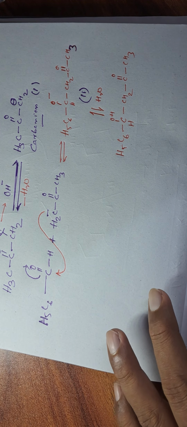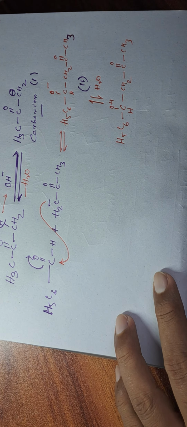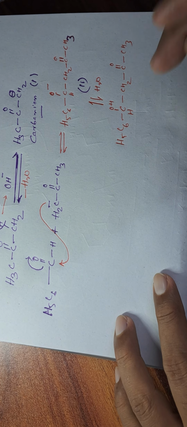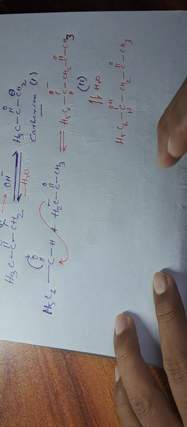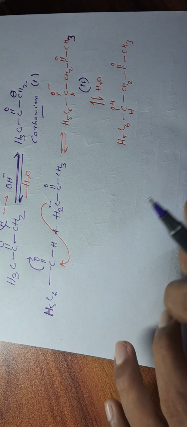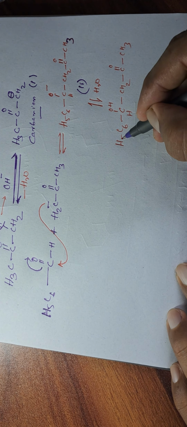Now what next? Elimination of water. So elimination of water results in the formation of the double bond, right? So here we have it like this.